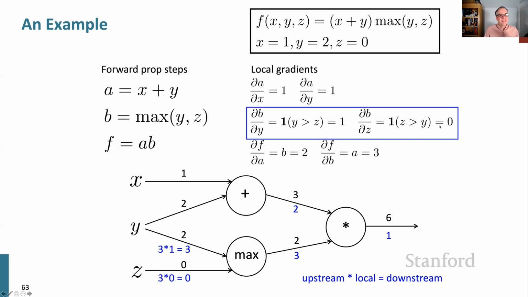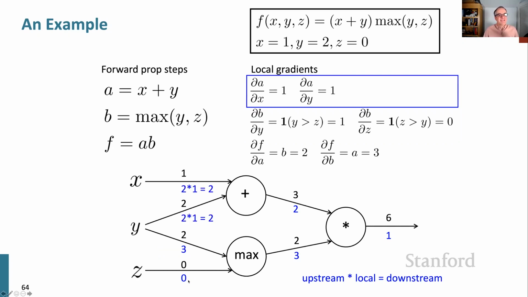db/dz is 0 because z's value is not the max. So we're taking 3 times 0 and saying that the gradient there is 0. Finally, doing the plus node, the local gradients for both x and y there are 1. So we're just getting 2 times 1 in both cases, and we're saying that the gradients there are 2.